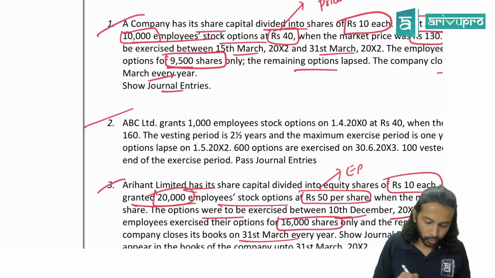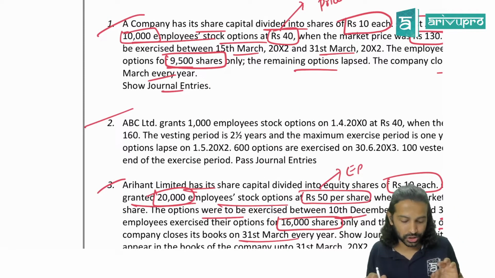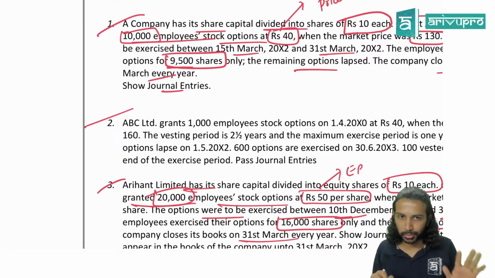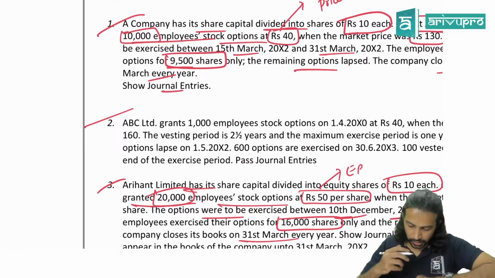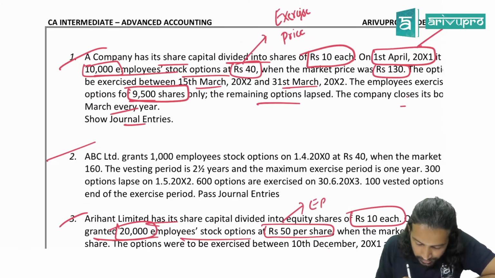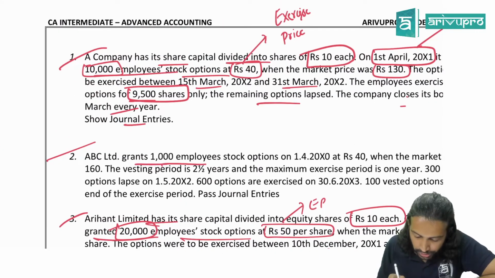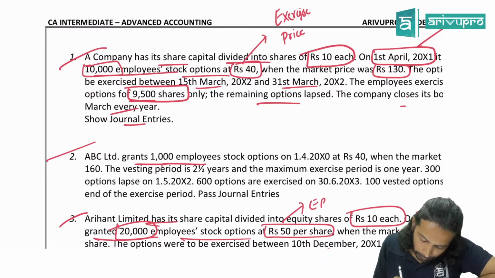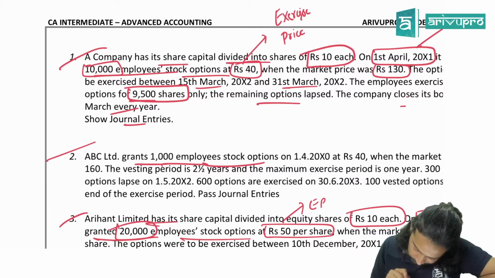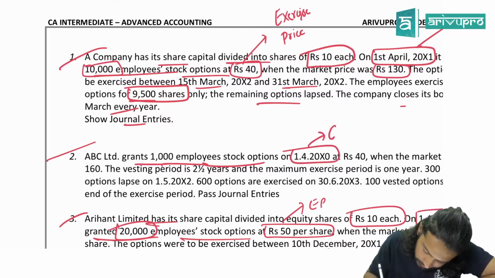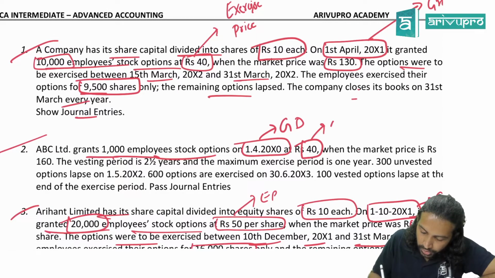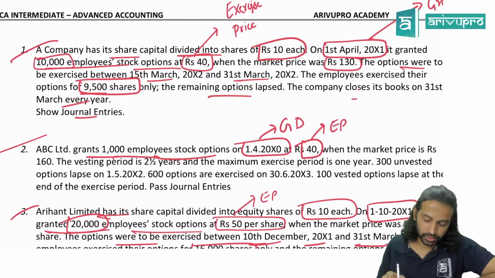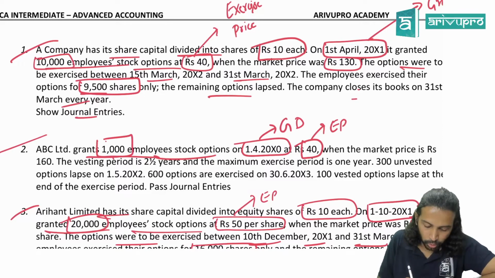Important. These sort of questions you can expect in examination, like question number 2 onwards. According to me, if it comes for anything above 6 to 8 marks, these sort of questions generally get asked. Let's read it. ABC Limited grants 1,000 employee stock options. As on which date? 1st April 20x0. That only we call as GD, the grant date. At what price? 40. That 40 only we call as exercise price. How many options were given to employees? 1,000. So all those are required.